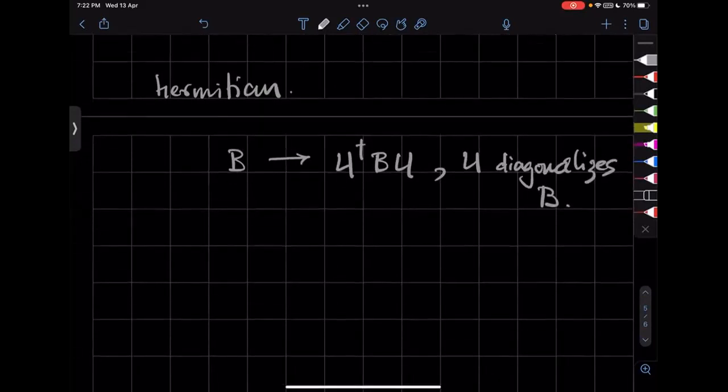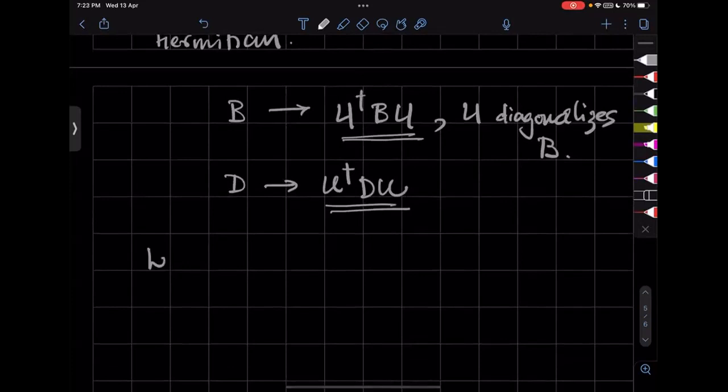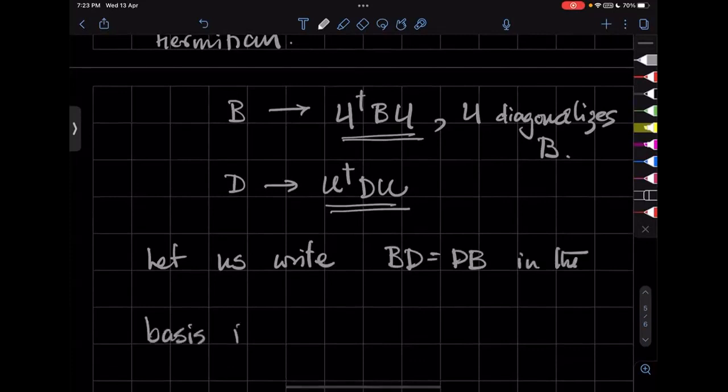Okay, so now we also do a transformation like that. Of course, this is diagonal, but that doesn't mean that this is diagonal. Now, let us write the equation B D equals D B in the basis in which B is diagonal, right?